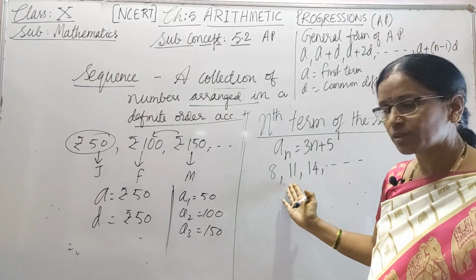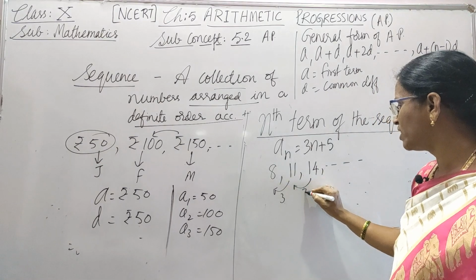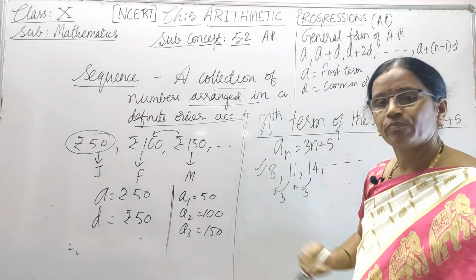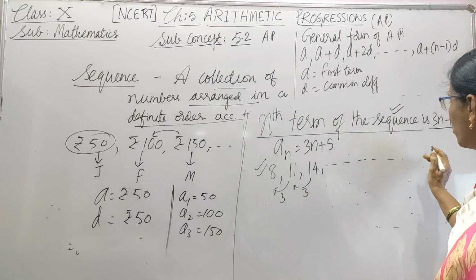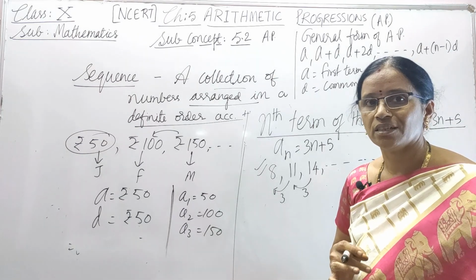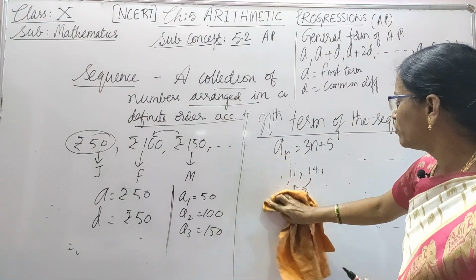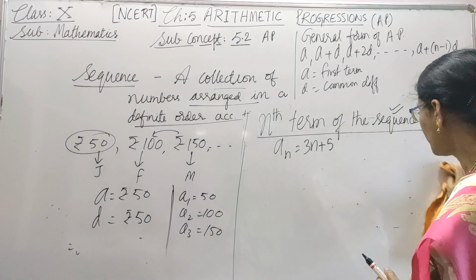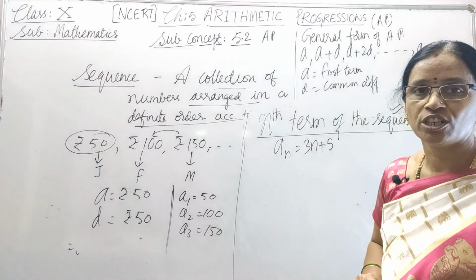So obviously it forms an AP because 11 minus 8 is 3, 14 minus 11 is 3. So the difference is same. So you say that this is an arithmetic progression. But you may get a doubt. What is the guarantee that somewhere we may not get 3? So what you should do here is, I will give you an algorithm to check whether the given sequence is an arithmetic progression or not.